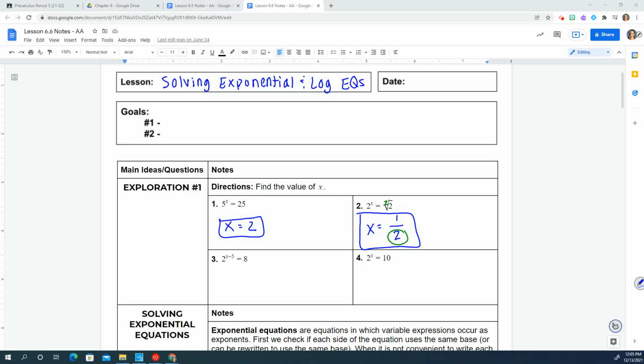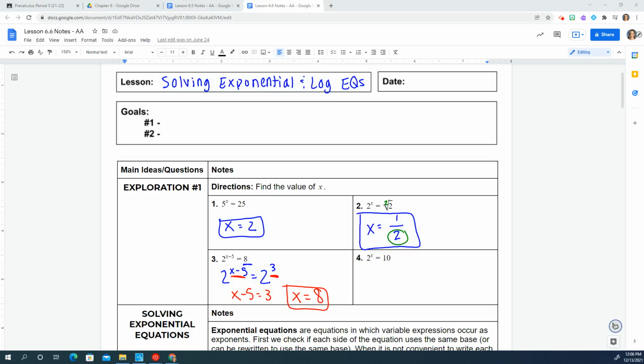Little trickier. What we could do for this one, I know 8 is 2 to the power of 3. I know 8 is 2 cubed. I can rewrite this so that they have the same base. And then you could set the powers equal to each other. If you have the same base, these powers are going to have to be the same. Or think what minus 5 would give me 3? 8. I'll show you how to algebraically do this in a second, but it's good to know what we're really solving for.